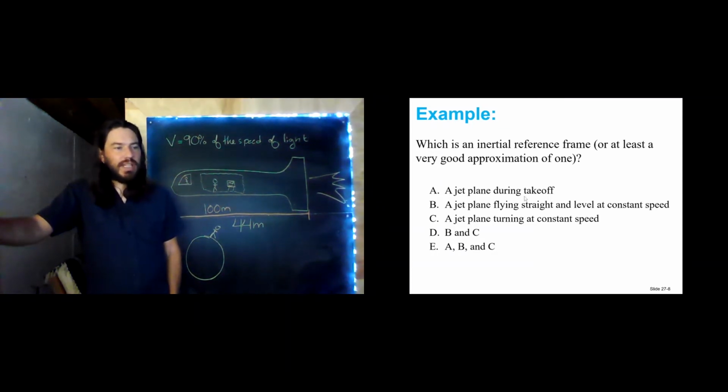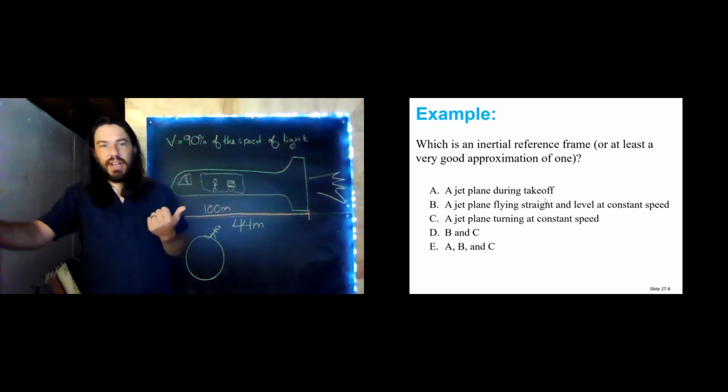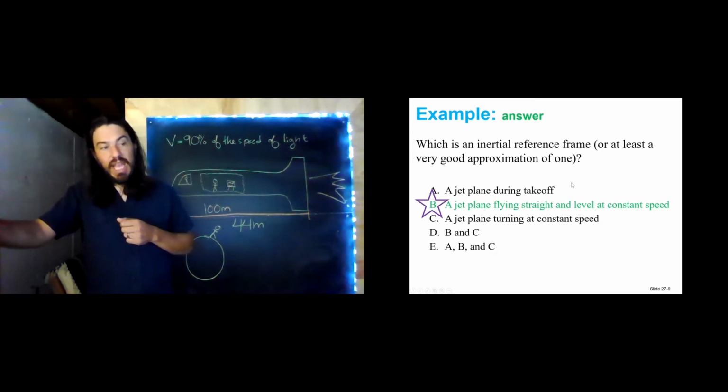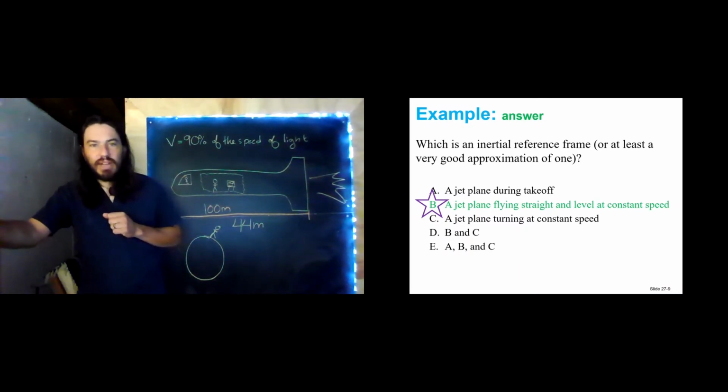Well, let's see. A jet plane during takeoff. I think that's accelerating, so I don't think A is an inertial reference frame. A jet plane flying straight and level at a constant speed. I would say that is not accelerating. I'd call that a pretty close approximation of an inertial reference frame. How about a jet plane turning at a constant speed? Well, if a jet plane is turning, it is accelerating, and therefore that is not an inertial reference frame. So I think the best answer is B, a jet plane flying straight and level at a constant speed. That's what an inertial reference frame is.